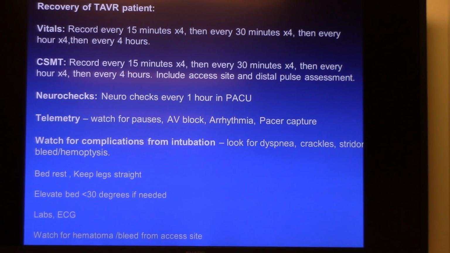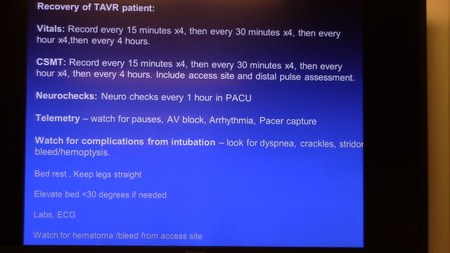And look for dyspnea, crackles, stridor. Stridor is also important, and I think one of you guys have had that patient with stridor. And hemoptysis. Keep them on bed rest. Keep their legs straight. If you need, elevate the bed to around 30 degrees. I know your instructions say 45 degrees. And check their labs and ECG.